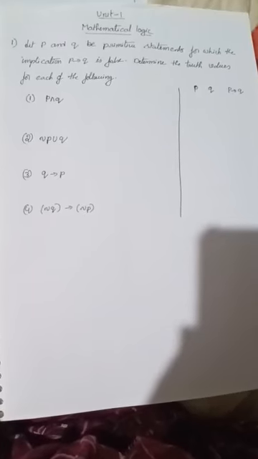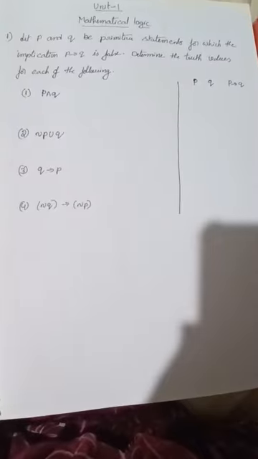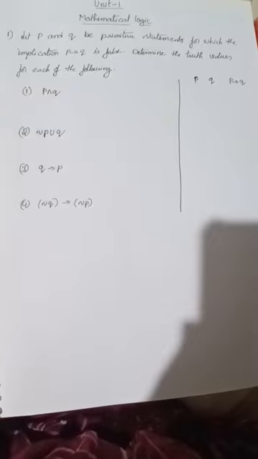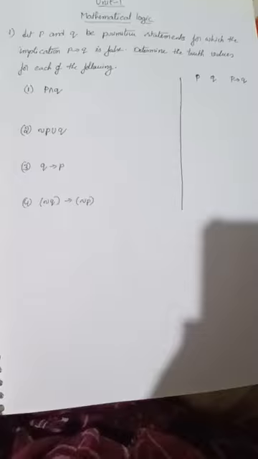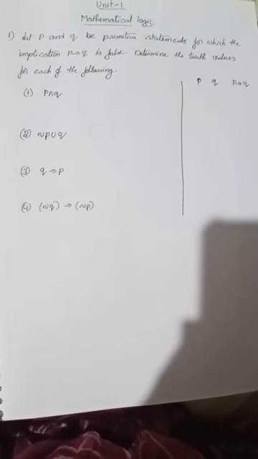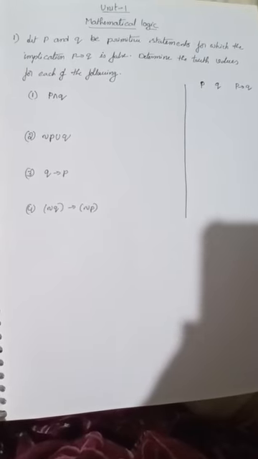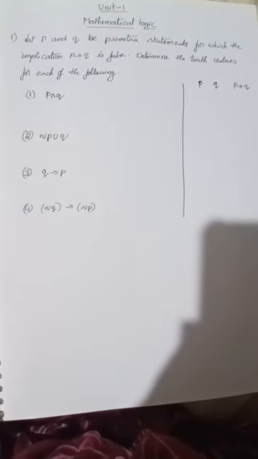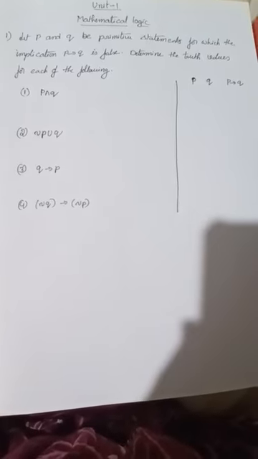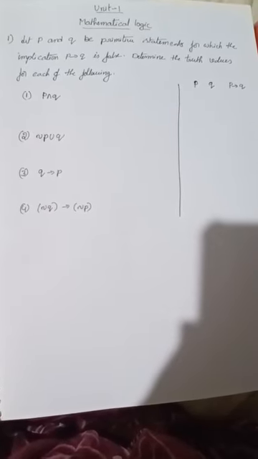In this lecture, I am going to explain the first question of our mathematical logic few problems we collected. In that, this is the first problem. Let P and Q be primitive statements for which the implication P implies Q is false. So, in the problem, they already said P implies Q is false. Determine the truth values for each of the following, like that 4 bits they gave.